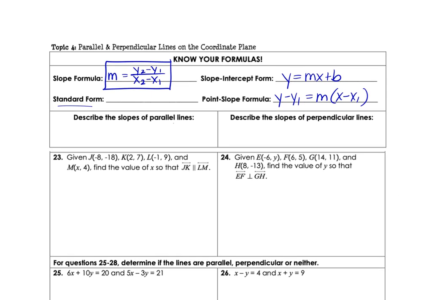Okay, describe the slopes of parallel lines. Parallel lines always have the same slope. And that's the symbol we use for it. And then describe the slopes of perpendicular lines. Tell your neighbor. Perpendicular lines are what? Did you say opposite reciprocals? Hopefully.